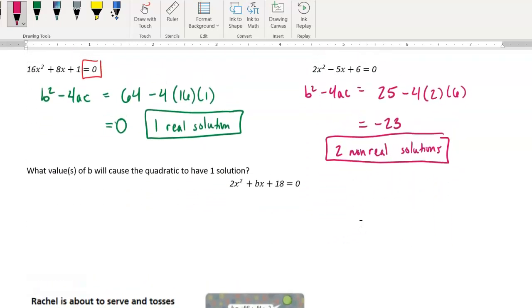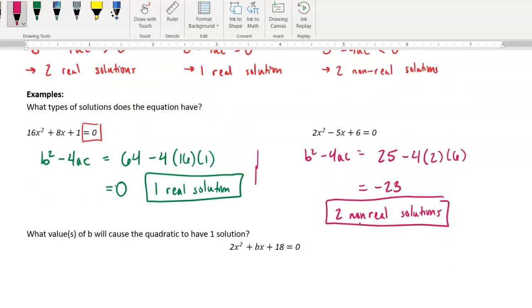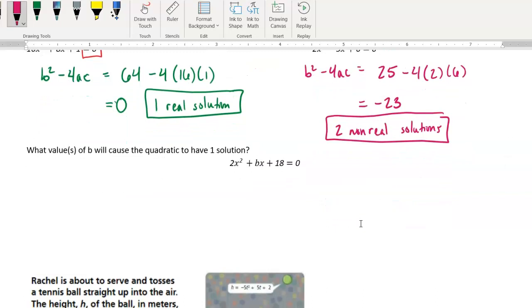Let's make this a little bit challenging. Let's look at this next one. It says, what values of b will cause a quadratic to have one solution? So we're trying to find the value for b here. So we know a and c, so what I can do is I can say, well, b squared minus 4 times a, which is 2, times c, which is 18.